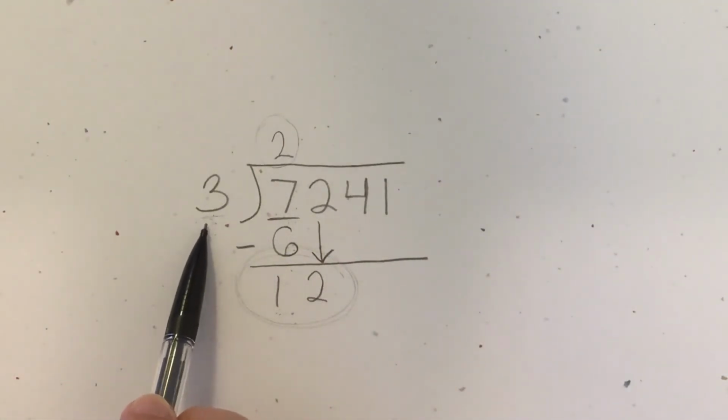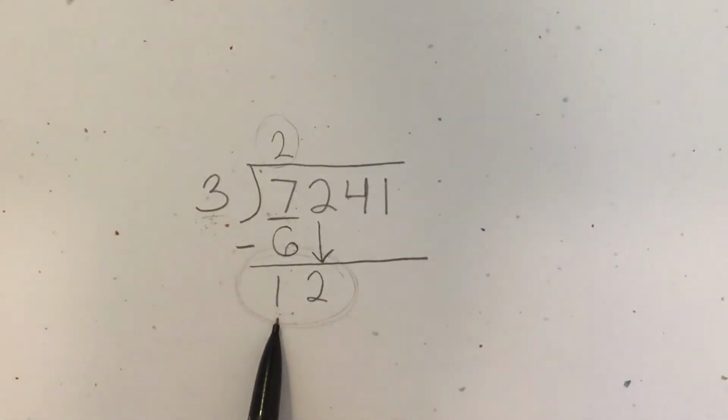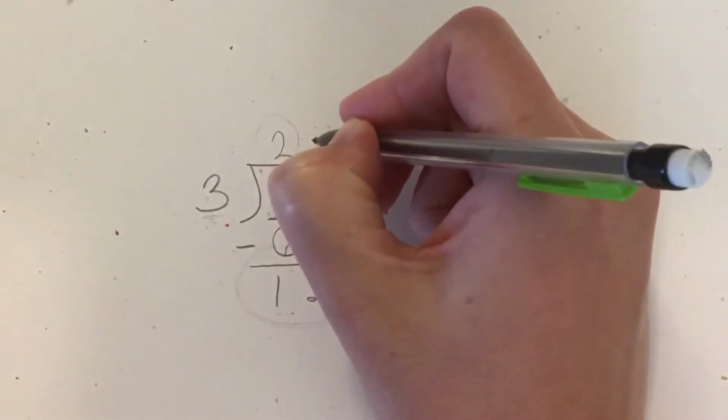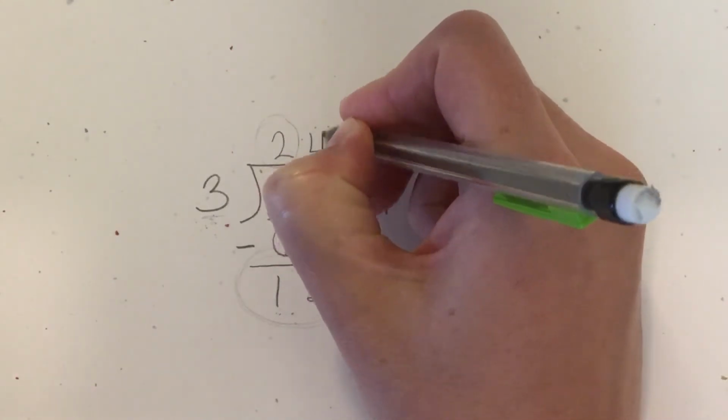How many times does 3 go into 12? All right, so thinking about 3 times what equals 12? 3 times 4 equals 12. So this is nice, right? We have it. It's even, no big deal. Writing the 4 up here.